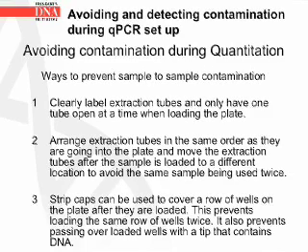Let's go over some ways to prevent sample-to-sample contamination. Number 1. Clearly label extraction tubes and only have one tube open at a time when loading the plate. Number 2. Arrange extraction tubes in the same order as they're going into the plate, and move the extraction tubes after the sample is loaded to a different location. This will help avoid the same sample being used twice.